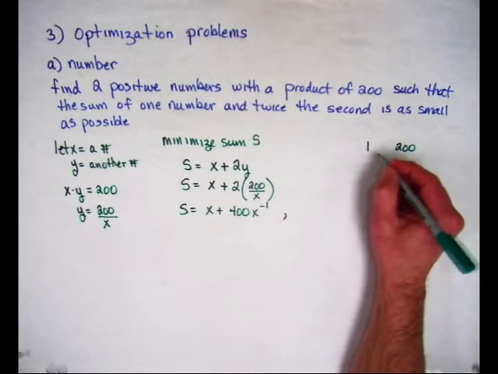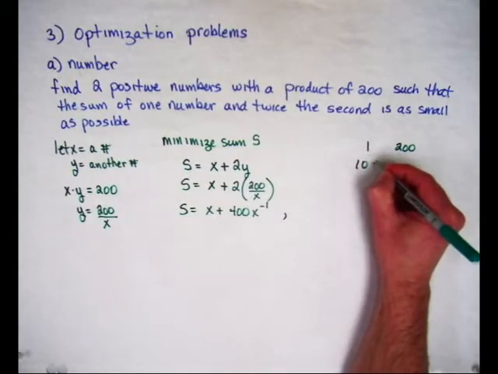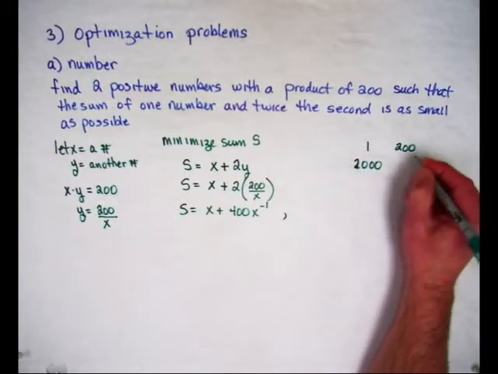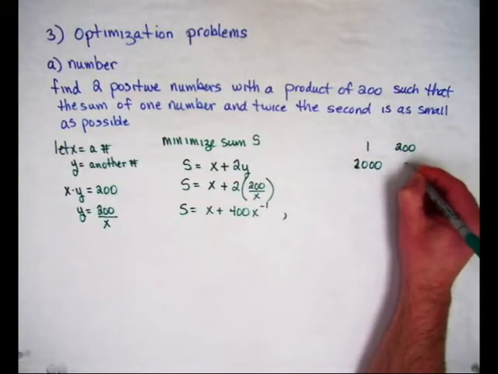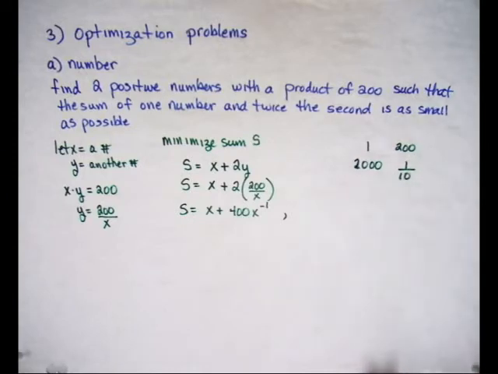But you could also make x very large. You could make x 2,000. If x was 2,000, all you would have to do is compensate with the other number by making it small enough to give you the product you want. So it would be 1 over 10.